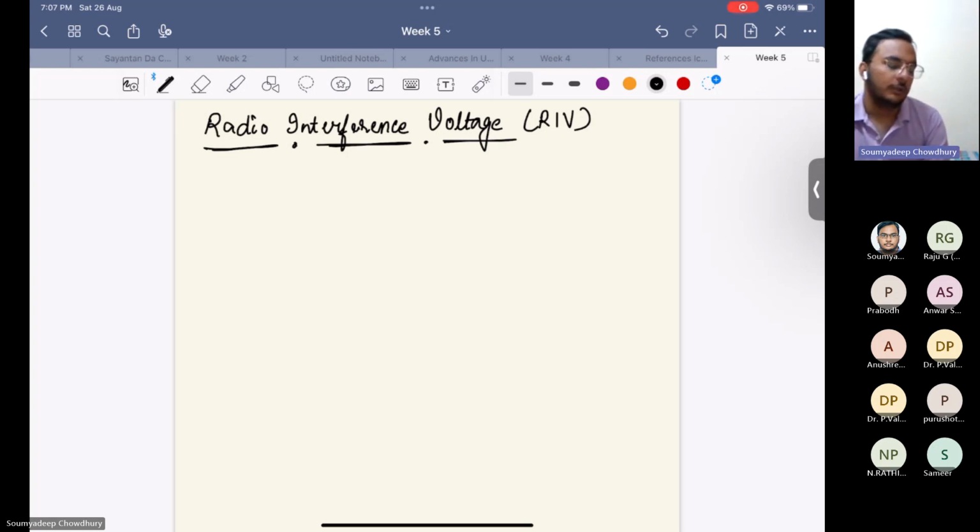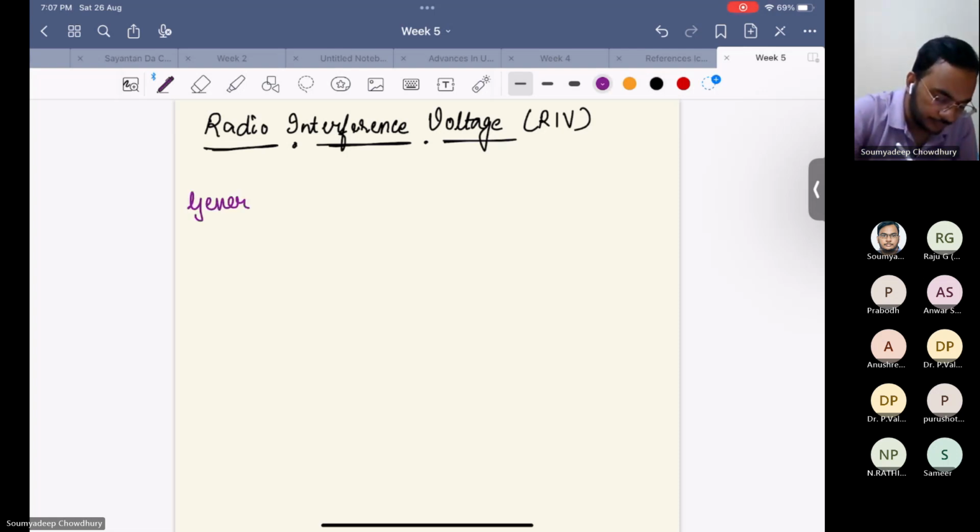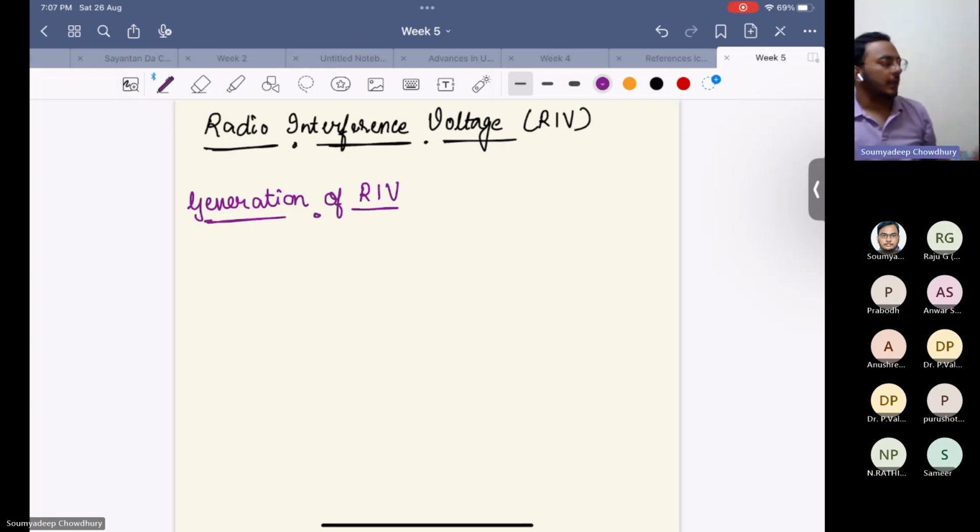So first we will look into how the RIV is generated. Then we'll look into the measurement circuit for RIV. So basically, how does breakdown occur? Breakdown of any gaseous medium. How does corona discharge occur?